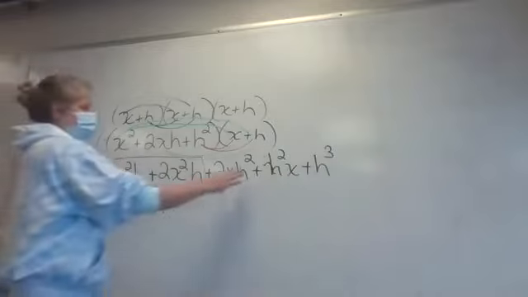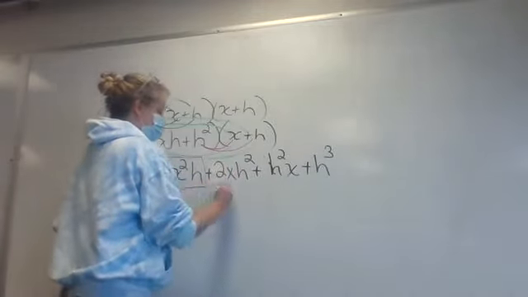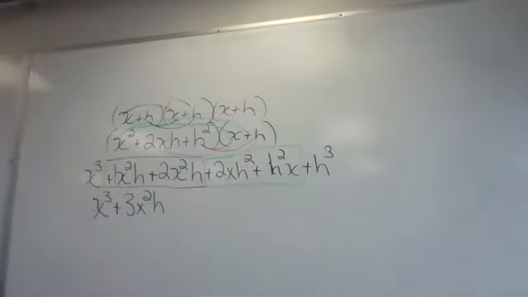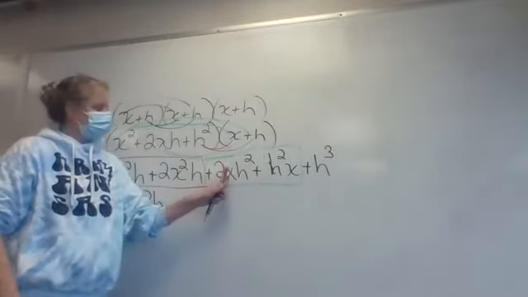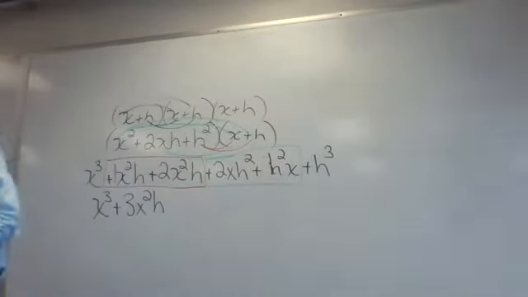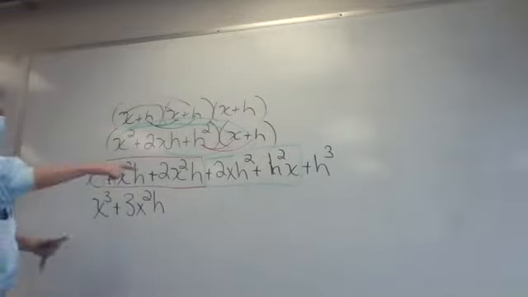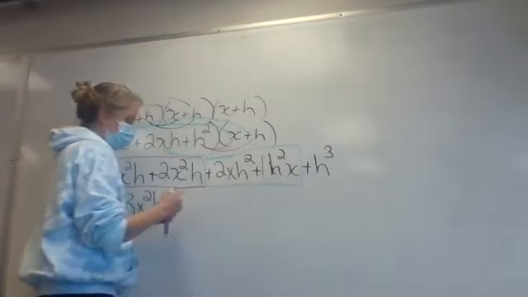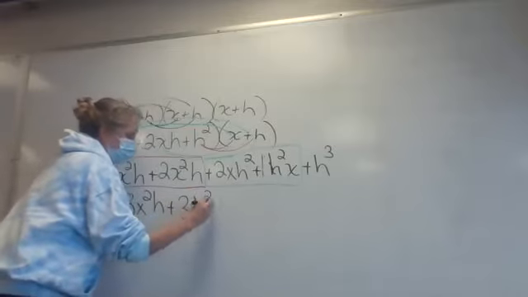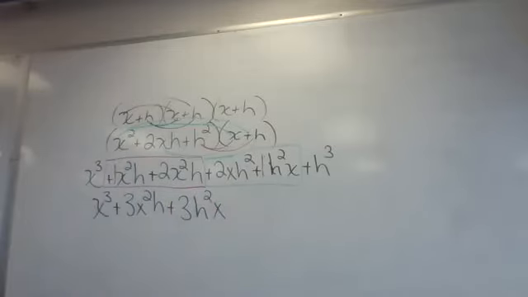Now look at these. Those are actually like terms also, right? Even though the x and the h are flip-flopped, there's still an x with an h squared and an x with an h squared, right? To be like terms, you just have to have the same variables, and those variables have to have the same exponent. They don't have to be in the same order. So how many of these do you have? 3 of those also. Plus 3, and you can write it either way, h squared x or xh squared, it doesn't matter.